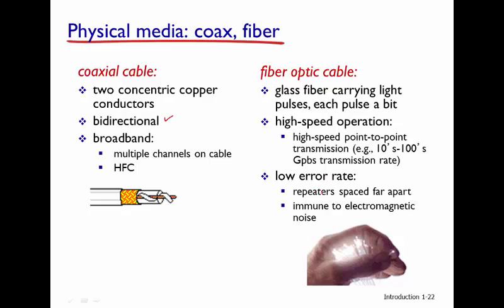Optical fiber has a low error rate. It's more accurate. See here, this is a light optic, right? Light speed operation, which means high speed point-to-point transmission. It can go up to 100 gigabits per second. The media itself can carry that high speed. The only issue here is whether it has enough power.